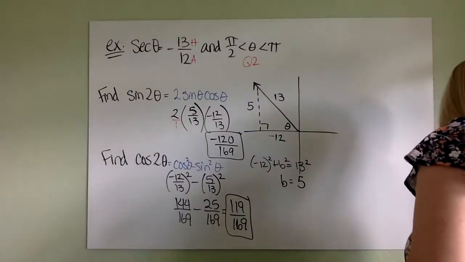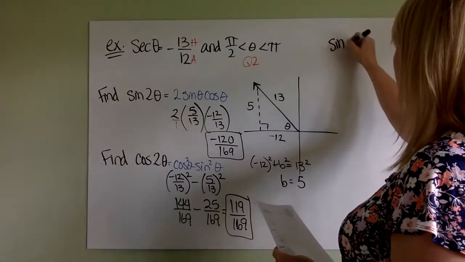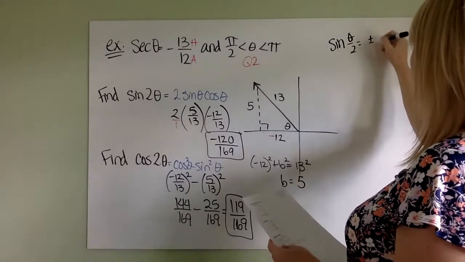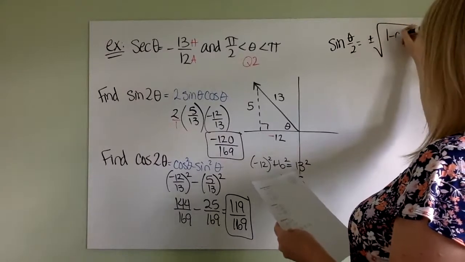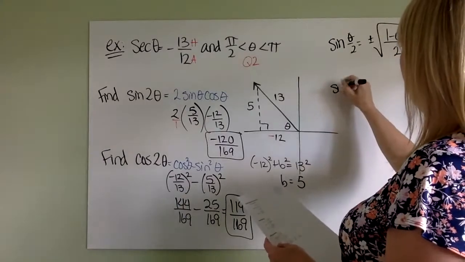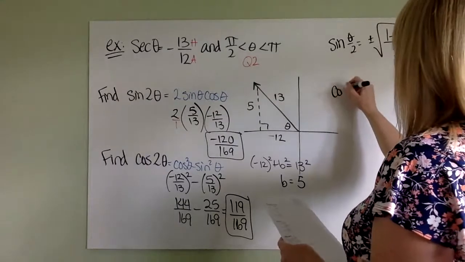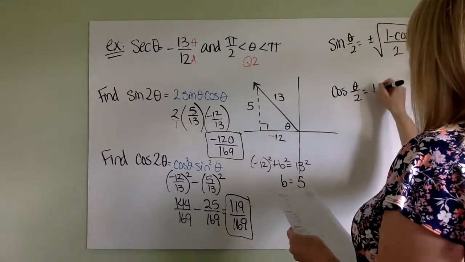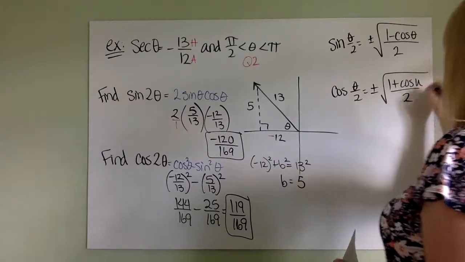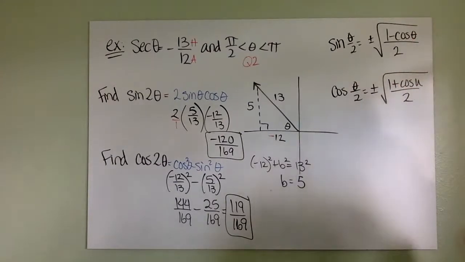So the half angle identities look really, really complicated, and they're not as complicated as they look. So the half angle for sine looks like this. And the half angle for cosine, so this one is 1 minus the cosine of the given angle. This one is 1 plus the cosine of the given angle.